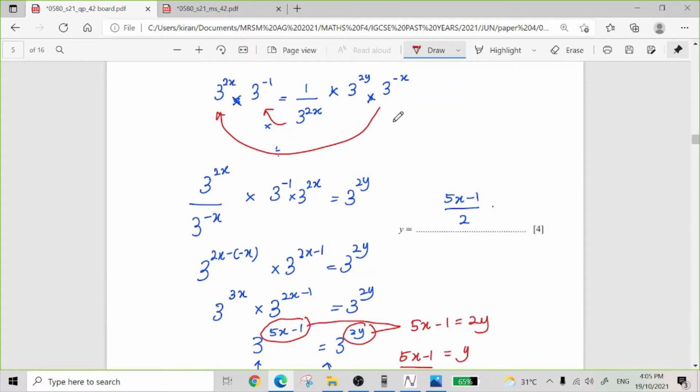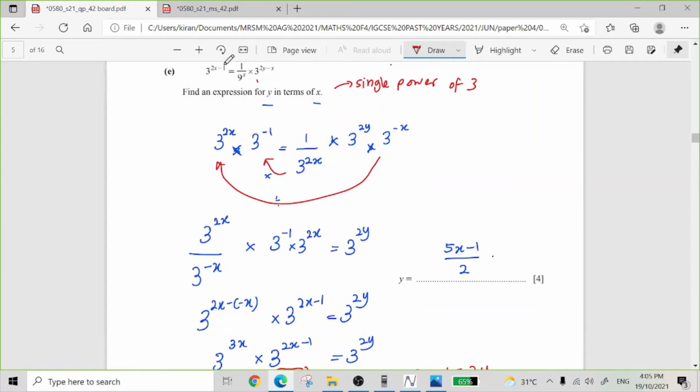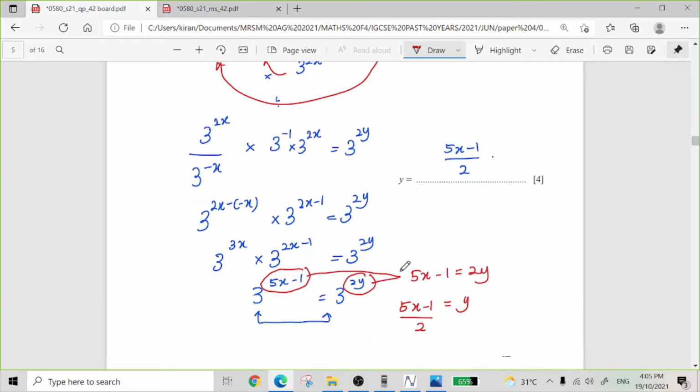Okay, and as we know, this part is actually 3 to the power 2x times with 3 to the power of negative 1. Okay, kita darab lah sebab dia power kat sini. Then I just rearrange. Then I get the last part, I get 3 to the power of 5x minus 1 equal to 3 to the power of 2y.